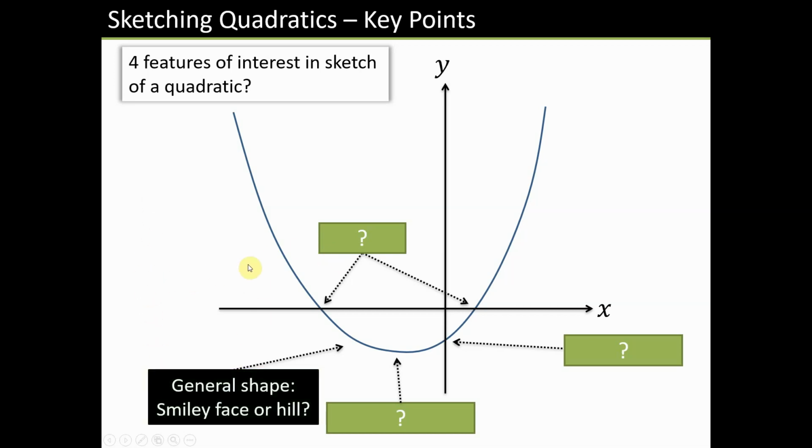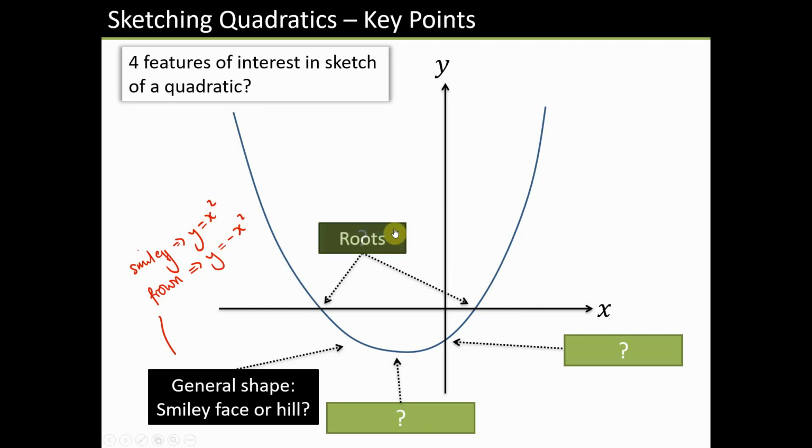The first one, that's probably the most important, is the general shape. Is it a smiley face, or is it a hill or a frowny face? We're going to take that from whether it is a positive x squared. So remember, a smiley is where it's something like y equals x squared, and a frown or a hill is where it's y equals minus x squared. In this case, this graph would be a positive x squared graph because it looks like a smiley face.